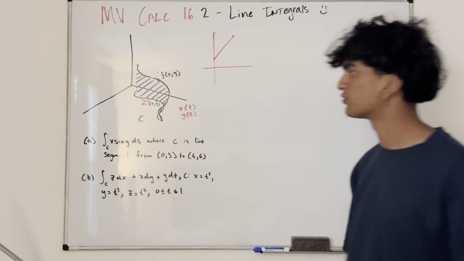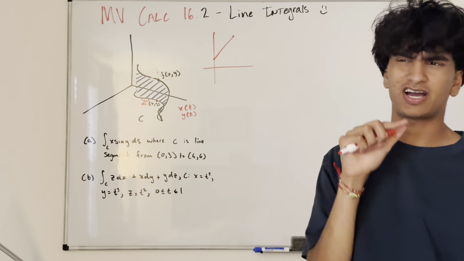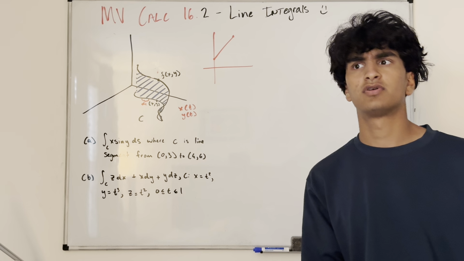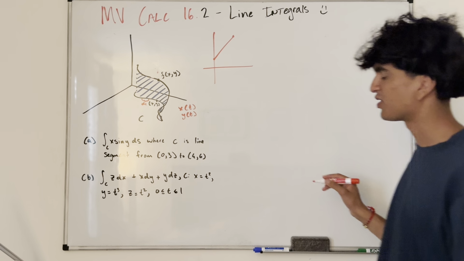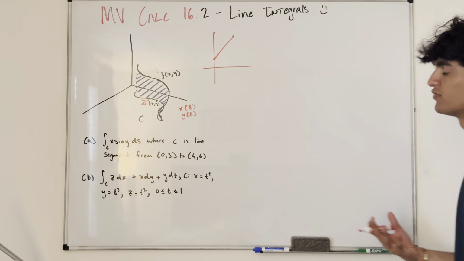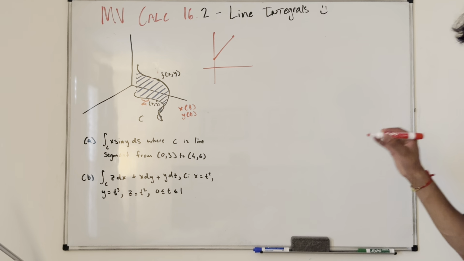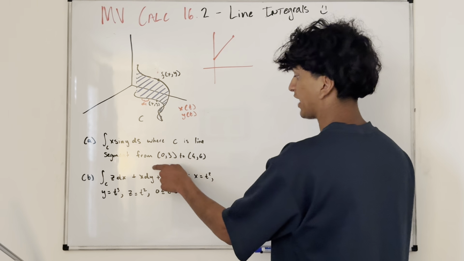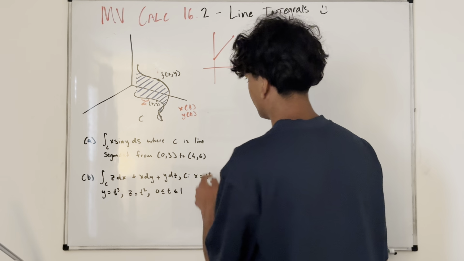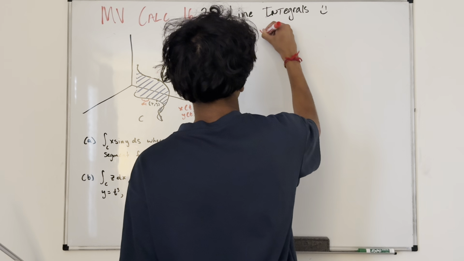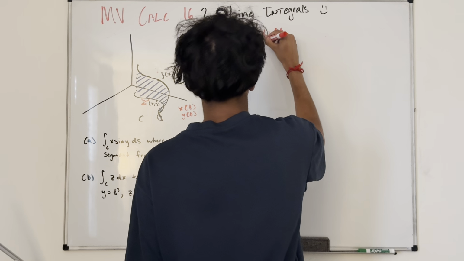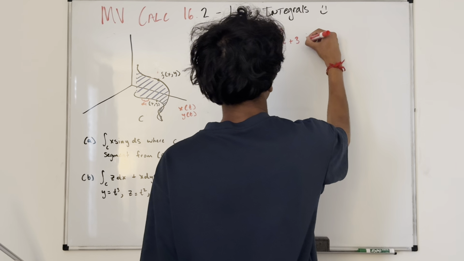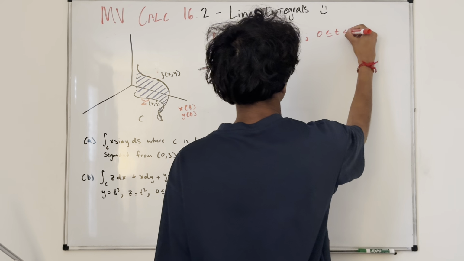Well, if you think way back to chapter 12, I think it was chapter 12, we were able to parameterize curves. What we said is, okay, the x value is going from 0 to 4, and the y value is going from 3 to 6. So what you could say is x is equal to 4t, and then y is equal to 3t plus 3, and this is all for 0 less than or equal to t less than or equal to 1.